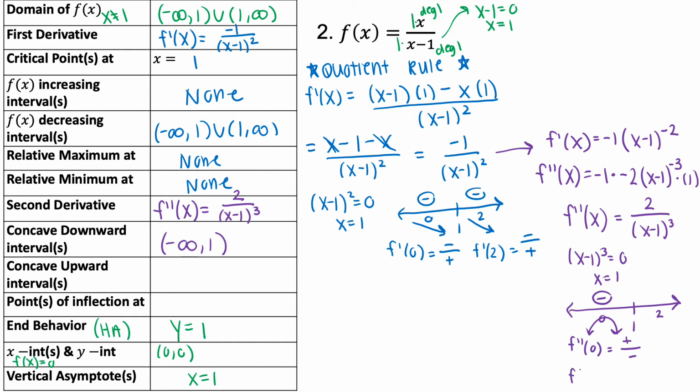Plugging in at 2. Numerator is always positive, over 2 minus 1 is a positive, cubed is still a positive. So a positive over a positive gives us a positive value, meaning we are concave up from 1 to infinity. Once again, we split that at x equals 1 because that's our vertical asymptote. That is not going to be our point of inflection. So we have all of our information. We're going to take this over to the next slide to sketch a quick graph.